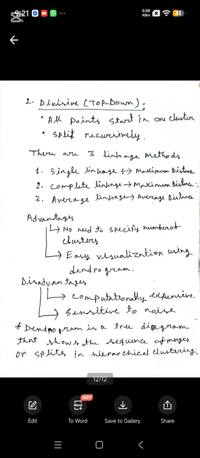So here are some advantages and disadvantages shown in the text.